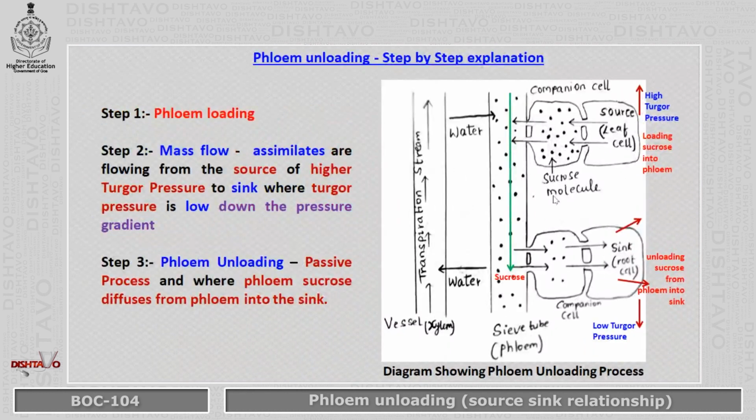Let us see the summary step-by-step explanation. Step 1 explains the phloem loading of the sucrose. Second, it shows the mass flow. Because of the mass flow, assimilates flow down the gradient, where there is higher turgor pressure at the source and low turgor pressure at the sink. Step 3 explains phloem unloading, which is a passive process, and from the sieve tube element the sucrose diffuses into the sink.